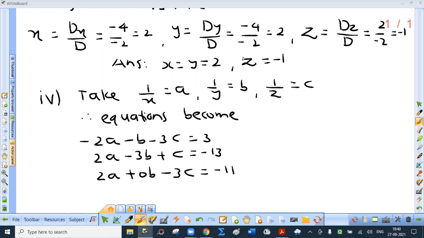No. For convenience, we take 1 upon x equal to a, 1 upon y equal to b, 1 upon z equal to c. So the given equations become minus 2a minus b minus 3c is 3. Just check this. Second equation will be 2a minus 3b plus c equal to minus 13. And what about third? 2a plus 0b minus 3c equal to minus 11. Now say, find out D. Instead of Dx, you will say Da, Db, Dc. Find out the values.